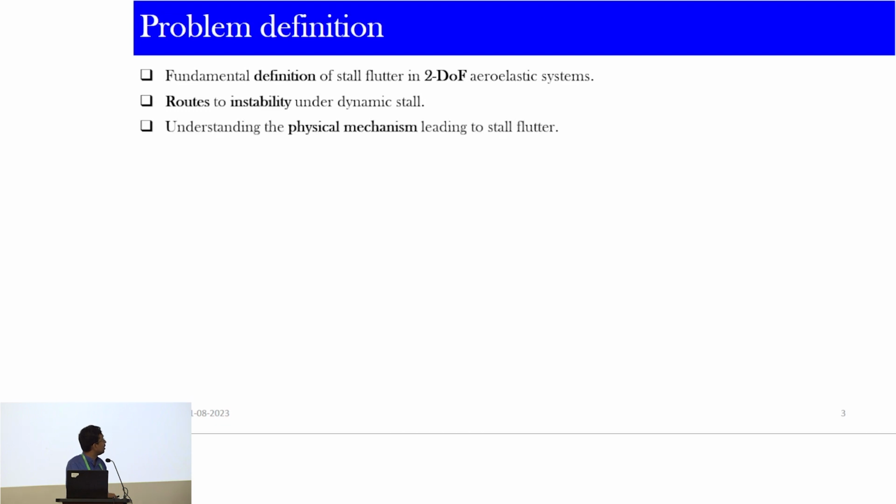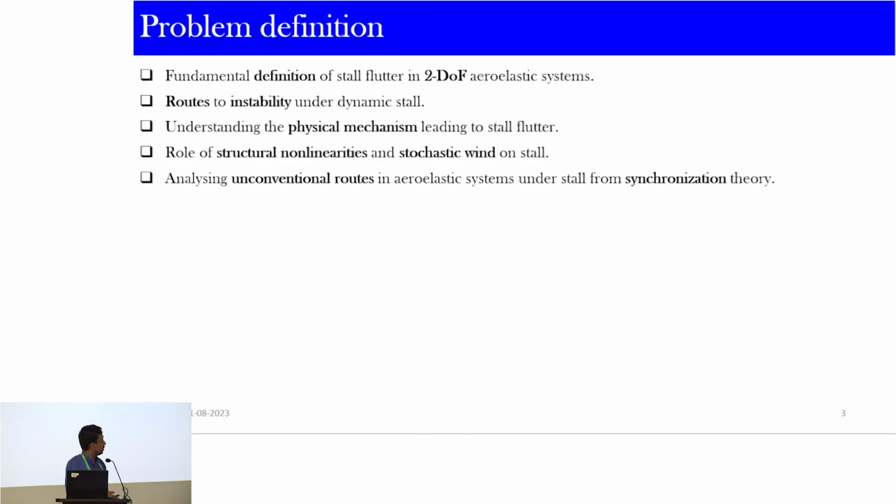Keeping this in the backyard, we have certain problems that we are going to address. What we want to know is, what is fundamentally the definition of stall flutter? Is it simply a torsionally dominant oscillation, or is there something more to say? And if there is another definition, what would be the routes to instability that we would want to state? Can we suggest, not predict, some kind of physical mechanisms for this? Can we also underscore the role of nonlinearities and, to an extent, the stochastic wind? These are what we are going to see by invoking the concept of synchronization theory.